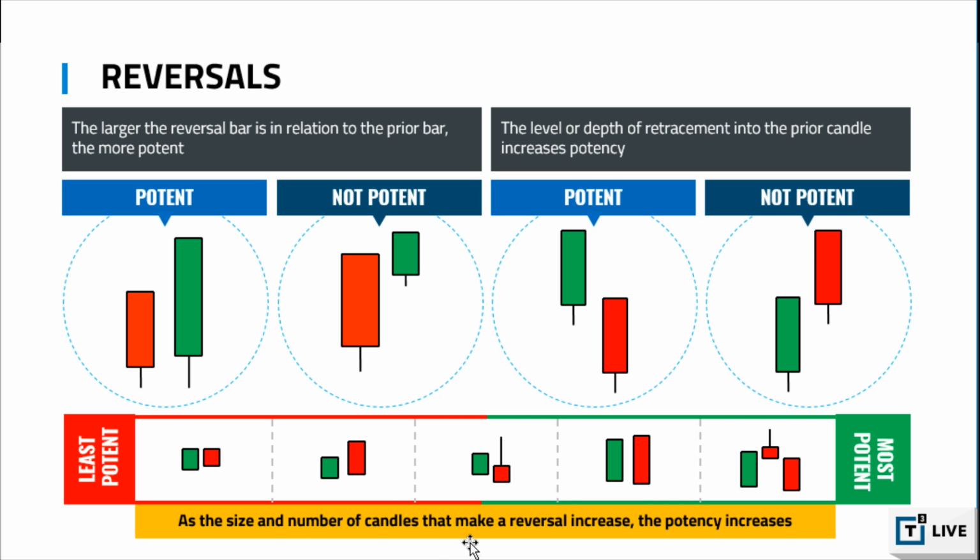As the size and the number of candles that make up a reversal increase, so does the potency. And that's why from left to right is more potent. The first couple of candles, even though we reversed almost 100% of the green bar, or 80%, it still wasn't significant because these were very small bars. That's like two traders playing with themselves. It wasn't a big deal, a small battle. Over here, it's a war. That's a big battle. A big green bar is completely reversed by an even bigger red bar.